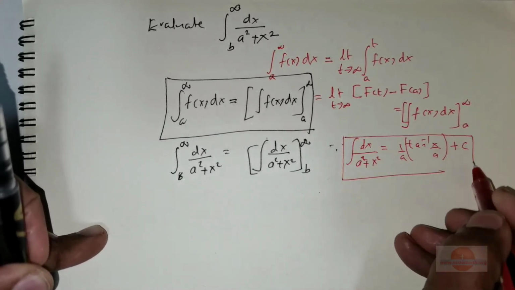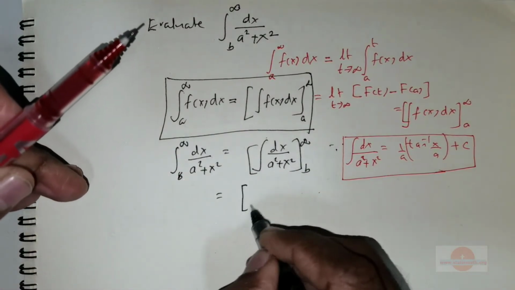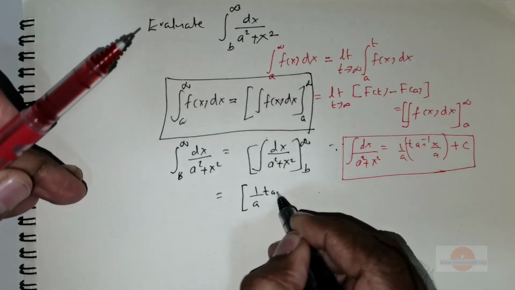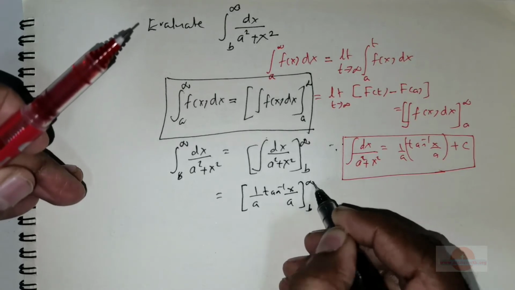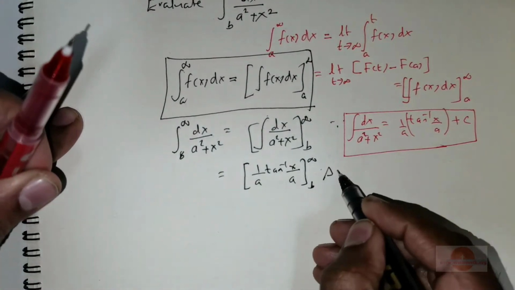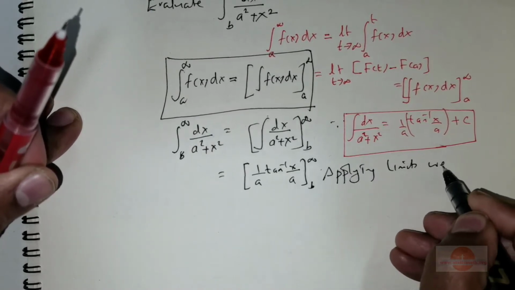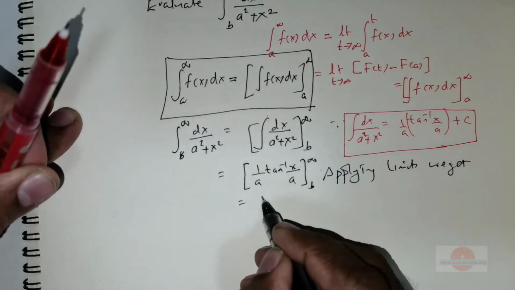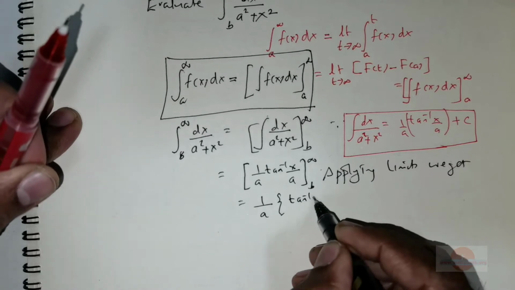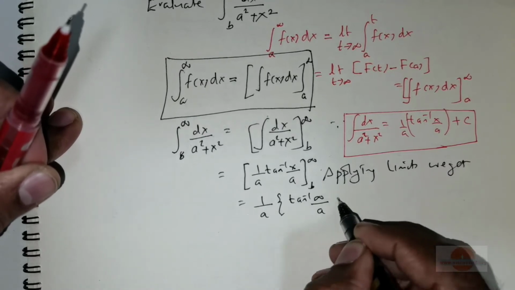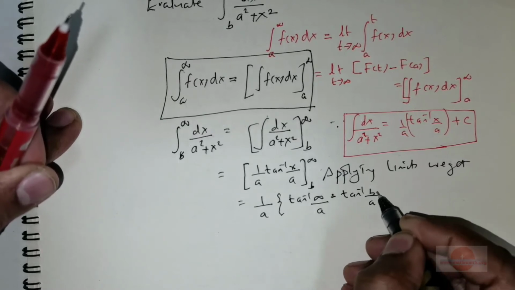Now if we were to use this formula, then we would get this quantity to be 1 over a tan inverse of x divided by a, with limits b to infinity. Now applying limits, substitute the upper limit. 1 over a is constant, I can take it out and rewrite this as tan inverse of infinity divided by a, minus, substitute the lower limit, tan inverse of b divided by a.